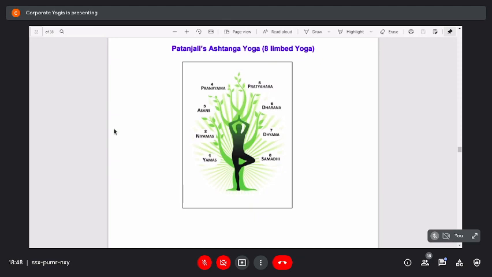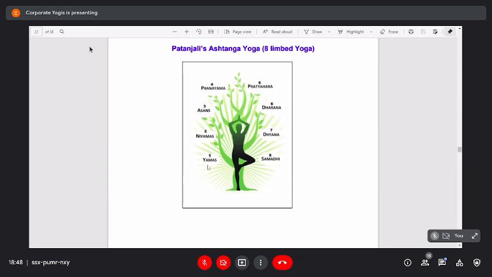Pratyahara is nothing but detachment, not getting attached to so many worldly pleasures, or even to any activity, so that it does not become an addiction. Then dharana is concentration. You are preparing your mind to think about only one point, reducing the wandering of your mind. That is called dharana. Then dhyan is meditation. When your dharana continues for a longer period without any modification, you are in dhyan, and after that you attain samadhi.